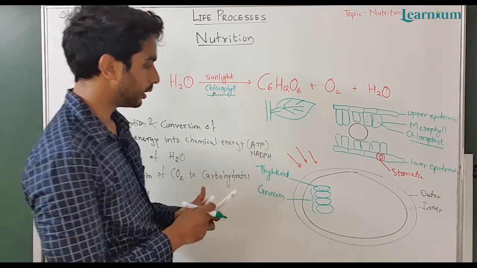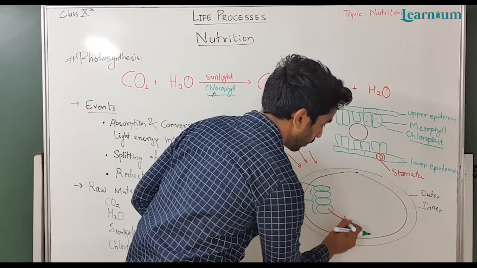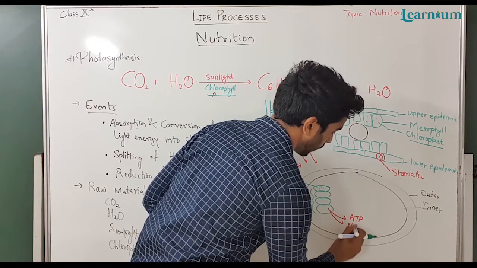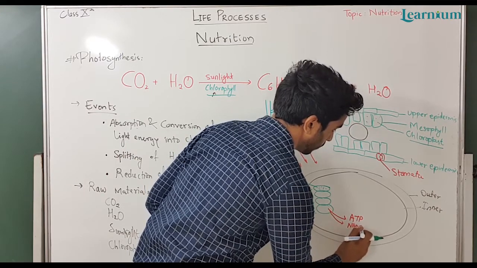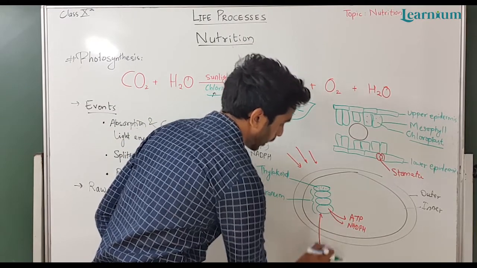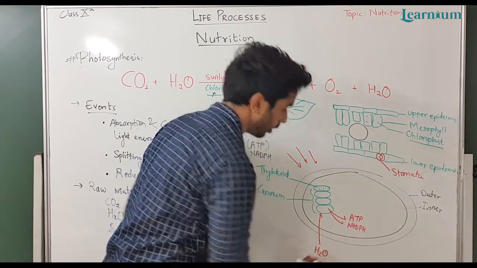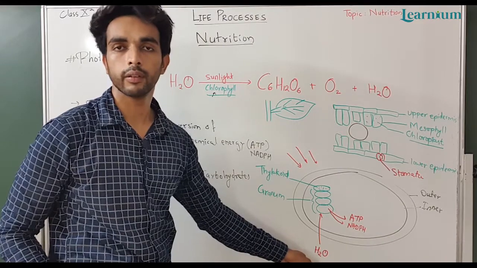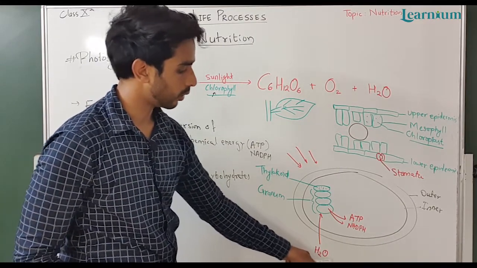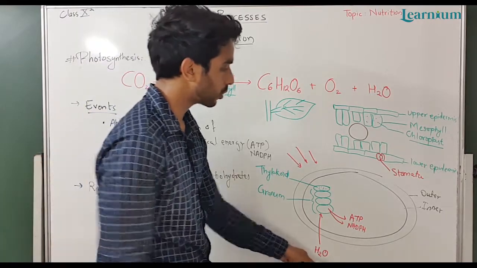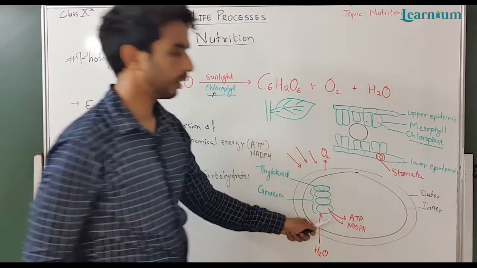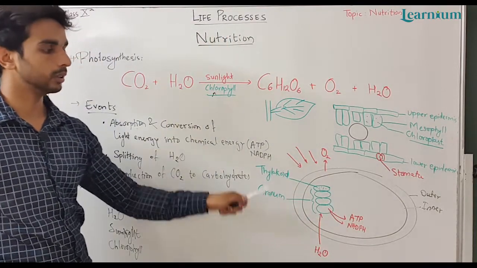So chemical energy in the form of ATP and NADPH. From the roots, H2O is coming and splitting of water molecules takes place. The hydrogen and oxygen separate, and this oxygen is liberated in the process of photosynthesis.